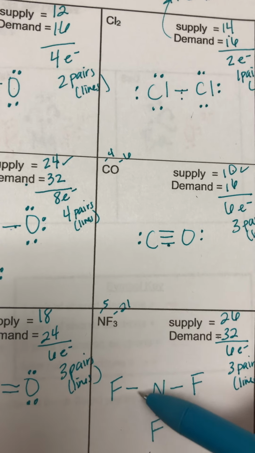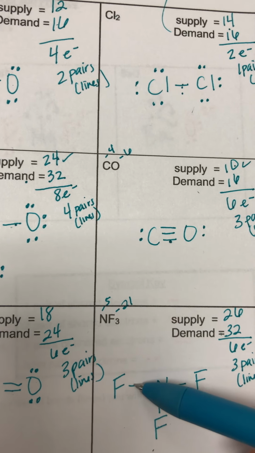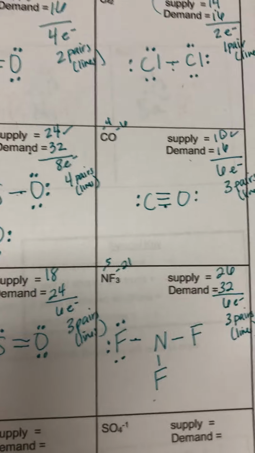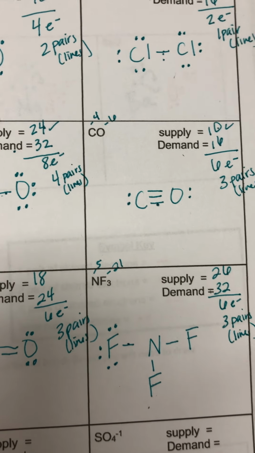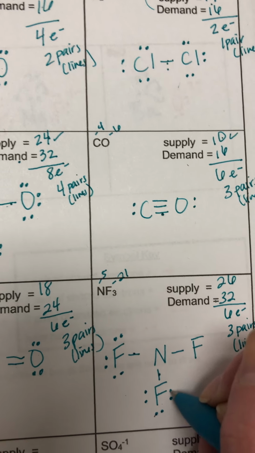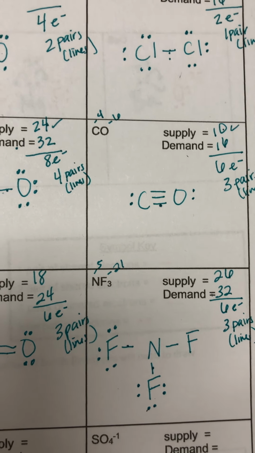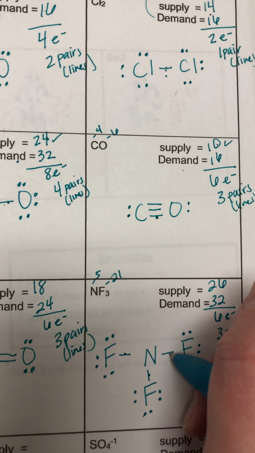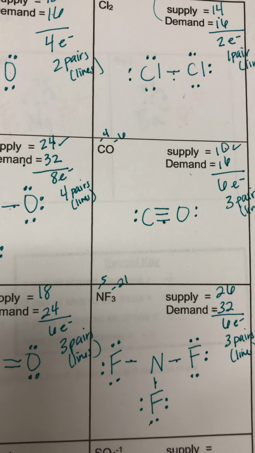So I just start on the outside and work my way in. So fluorine already has 2, 4, 6, 8. Can't put any more on that fluorine. It's got 8. Same with the next fluorine, 2, 4, 6, 8. Can't put any more on it. And the last one, 2, 4, 6, 8. Can't put any more. It's got 8.